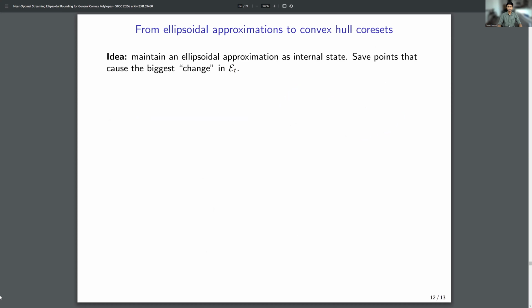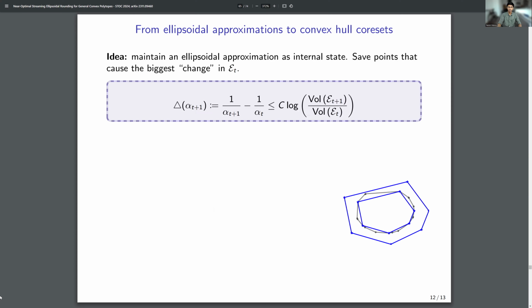Now let's take a look at how we take our ellipsoidal approximation algorithms and design these convex hull core set subset selection algorithms from those. So the very high level idea is to maintain an ellipsoidal approximation as the internal state of the algorithm and look at the points that cause the biggest change in this internal state, which can always be thought of as the most important points that we've seen so far.